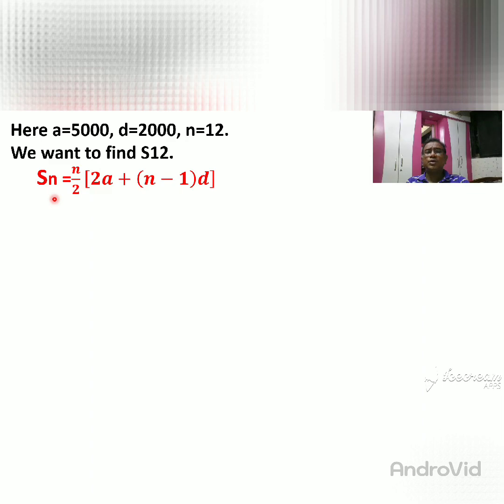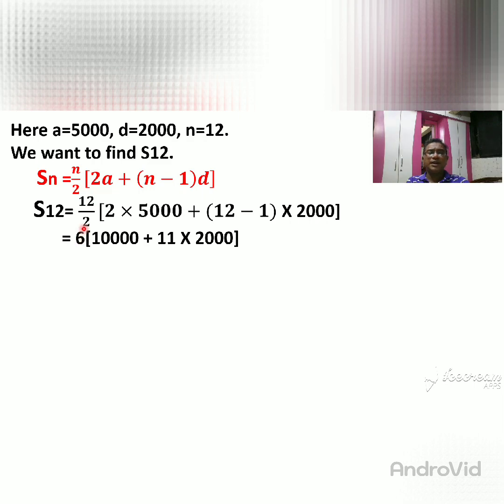Here we substitute all the values in this step. n is 12, divided by 2. 2 remains as it is. a is 5000, so here is 5000. n is 12, so 12 minus 1 into d, the common difference, that is 2000. See, 12 divided by 2 is 6. 2 into 5000 is 10,000. 12 minus 1 is 11. 11 into 2000 is 22,000. Check it.